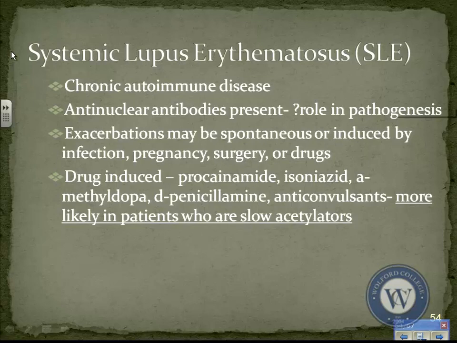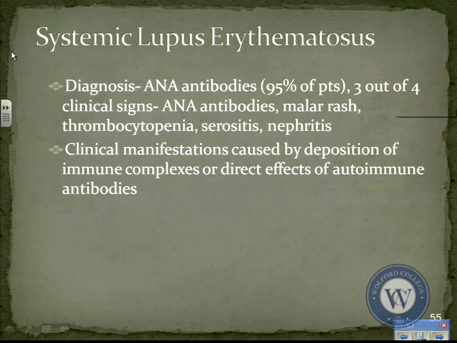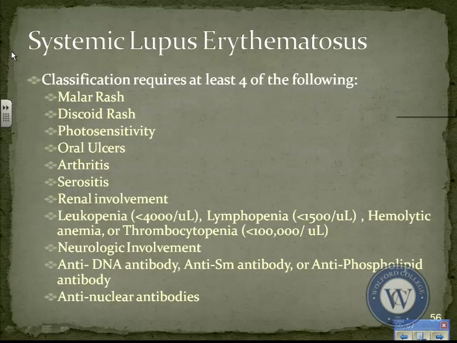Sometimes you can see it from drug-induced causes. Medications like anticonvulsants, methyldopa, and penicillamine can also trigger it. Lupus is usually diagnosed with anti-nuclear antibodies, which 95% of these patients have, plus 3 out of 4 of the clinical signs. Usually the anti-nuclear antibodies, malar rash, thrombocytopenia, serositis, and nephritis, with clinical manifestations caused by deposition of immune complexes or direct effects of autoimmune antibodies. So it can basically attack everything in your body.